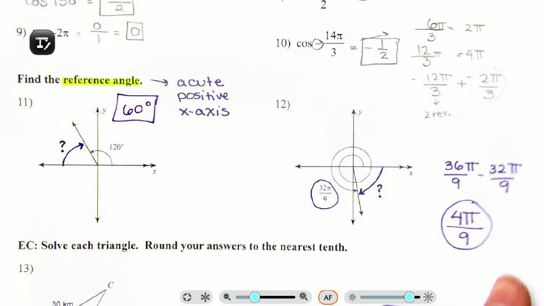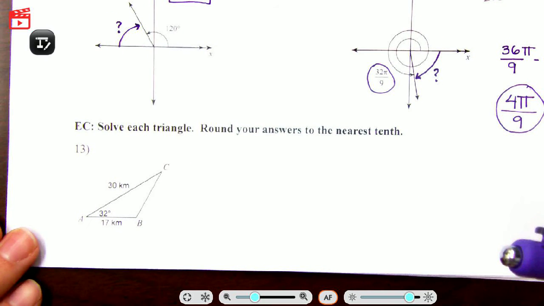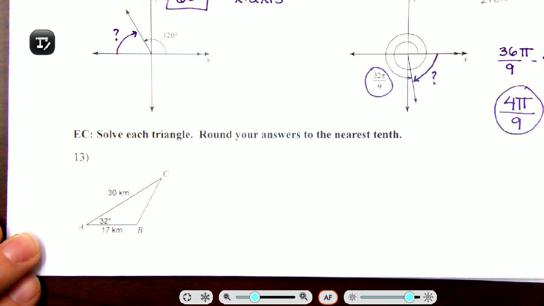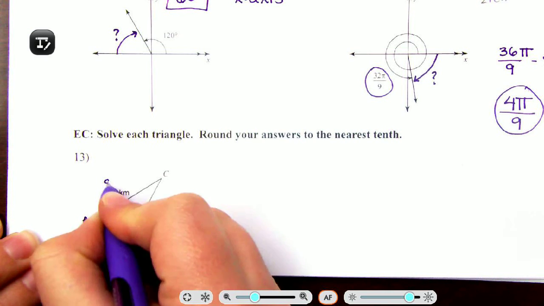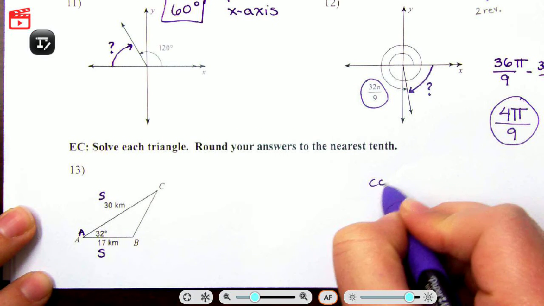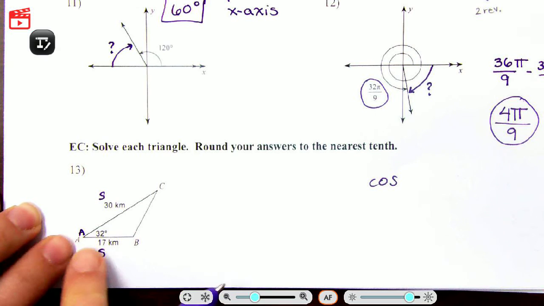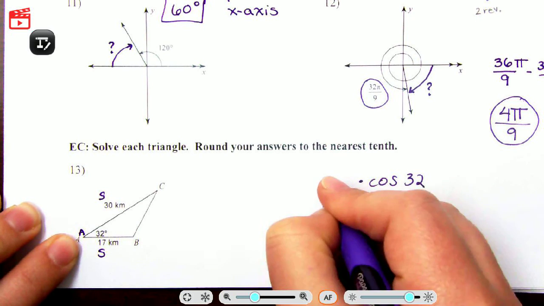All right, now the extra credit question, I wasn't expecting you to solve this without a calculator. My only expectation for the extra credit is for the correct setup. Since we have a side, an angle, and a side, we need to use the law of cosine. Law of cosine says that if you have this angle between 2 sides, we're going to take the cosine of that angle, and I work my way backwards.